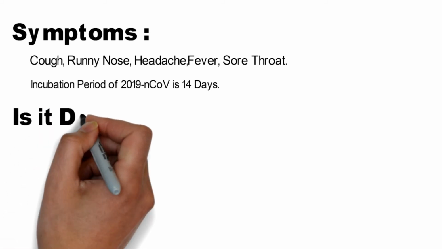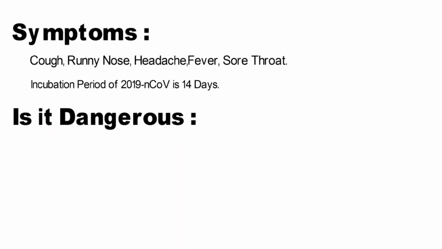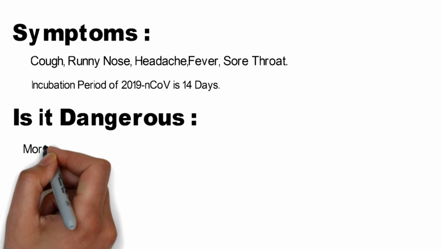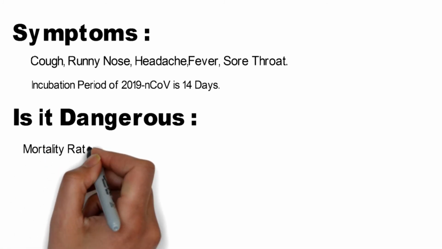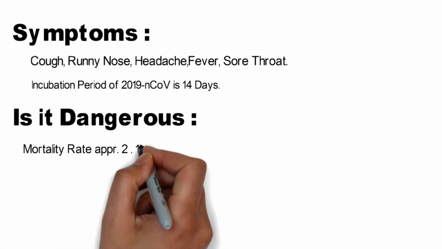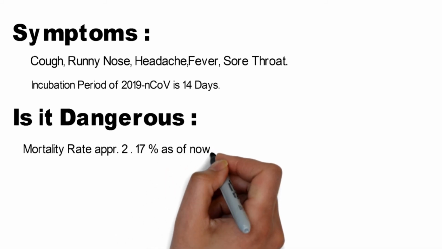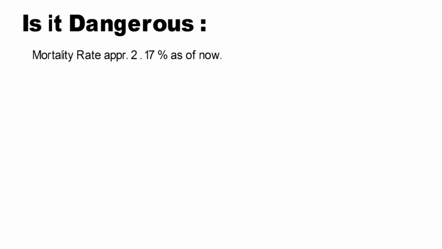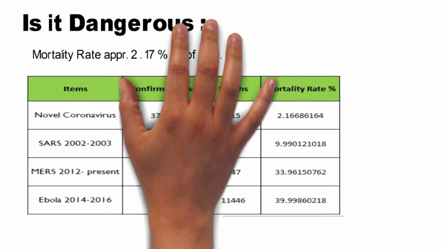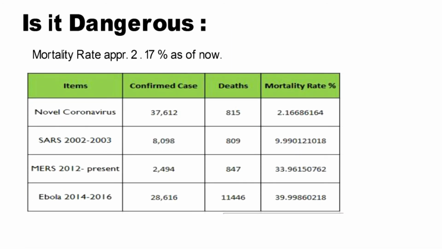Now, the main question is, is it dangerous? It can be explained by the mortality rate. We have already seen that the mortality rate for new 2019 coronavirus is 2.17%, which is much lower than that of severe acute respiratory syndrome, Middle East respiratory syndrome and Ebola.